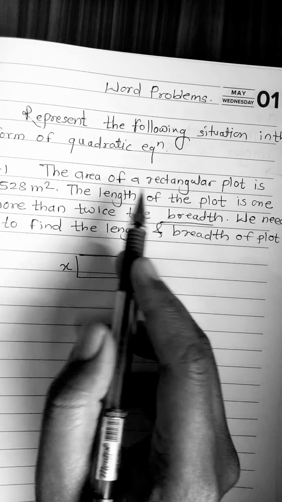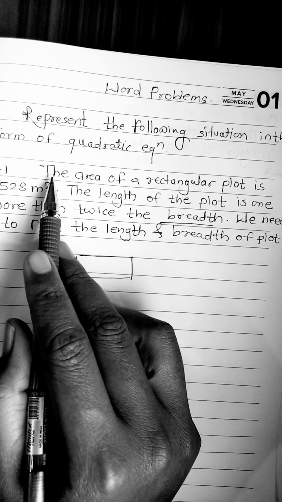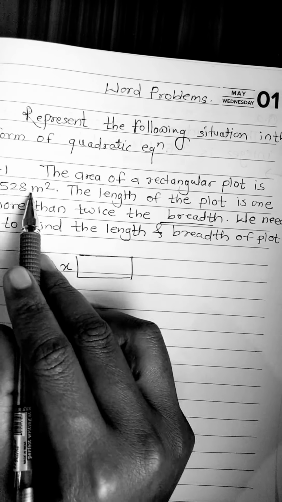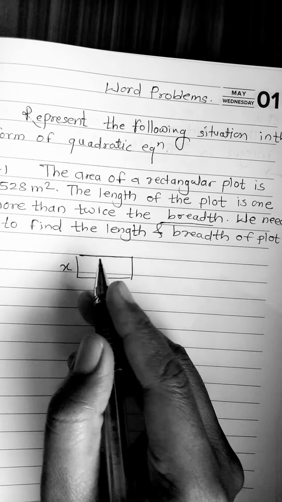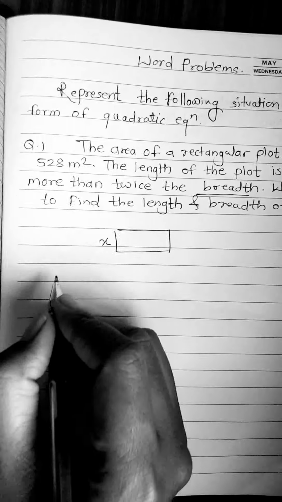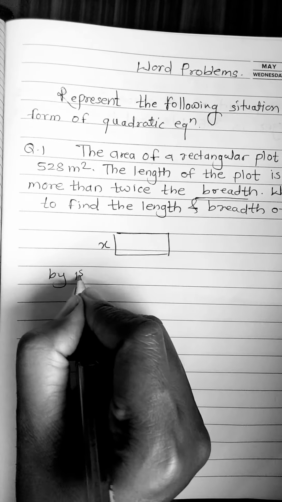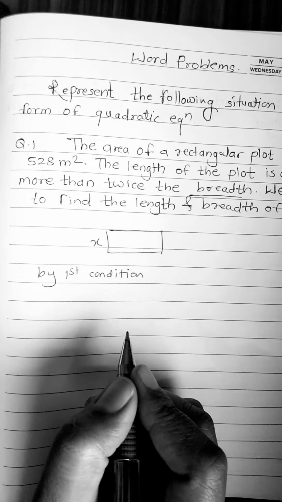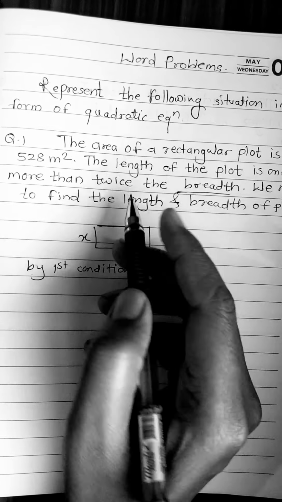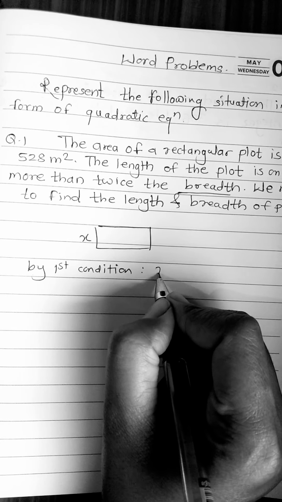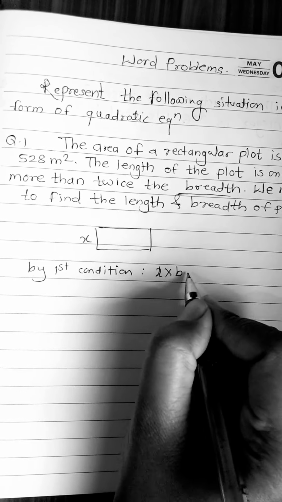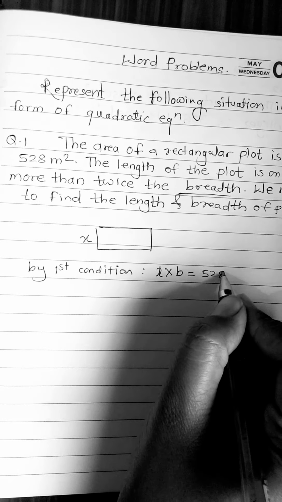Then by using the conditions, the first condition is: the area of the rectangular plot is 528 meters square. The area of a rectangle is length into breadth. By the first condition, the area of the rectangular plot, using the formula length into breadth, is equal to 528 meters square.